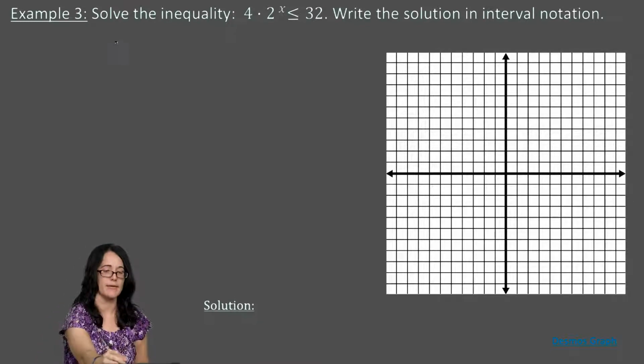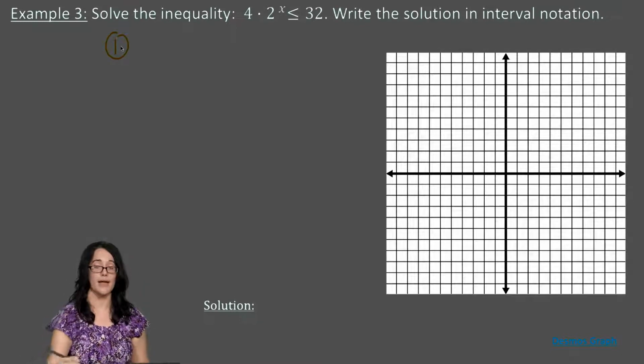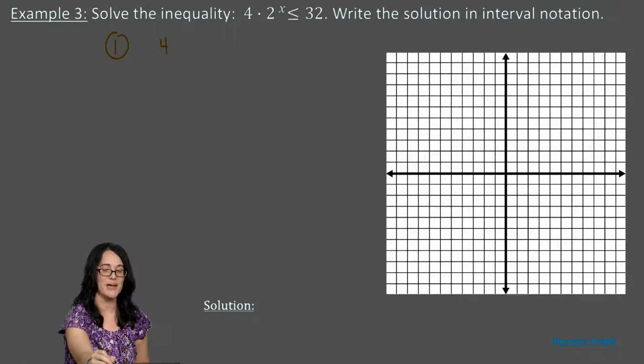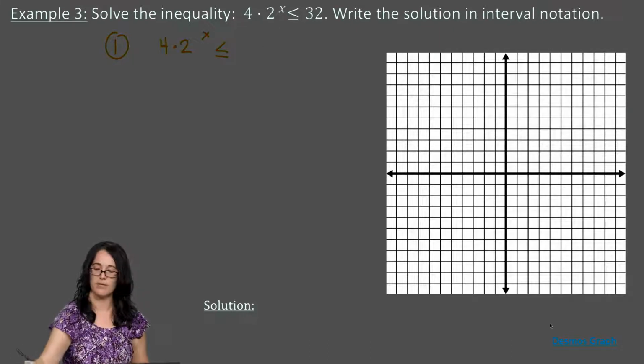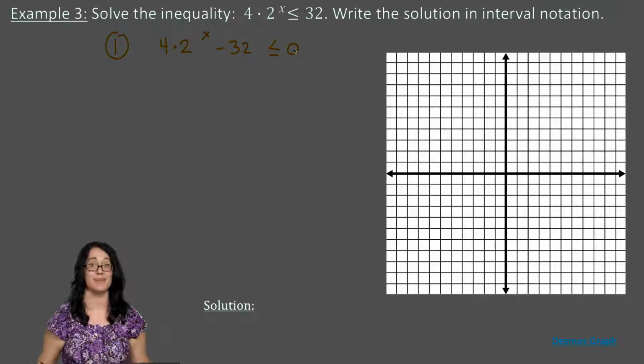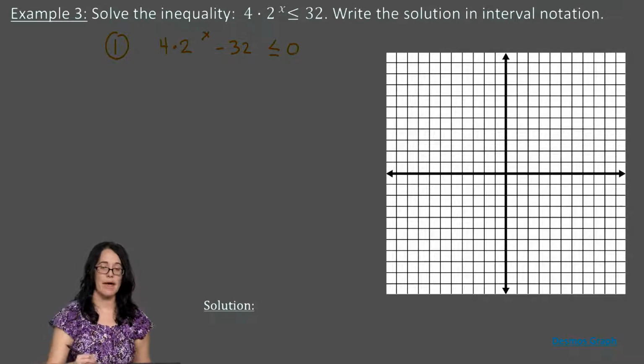Well, we wanted to get 0 on the right, everything else on the left. So this would be 4 times 2 to the x is less than or equal to 32. But if I move 32 to the other side, that would mean I subtracted it, wouldn't it? It would. So what does this mean? Well, now I know what I'm graphing.